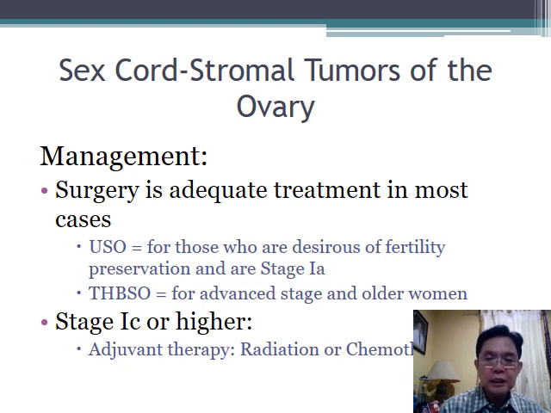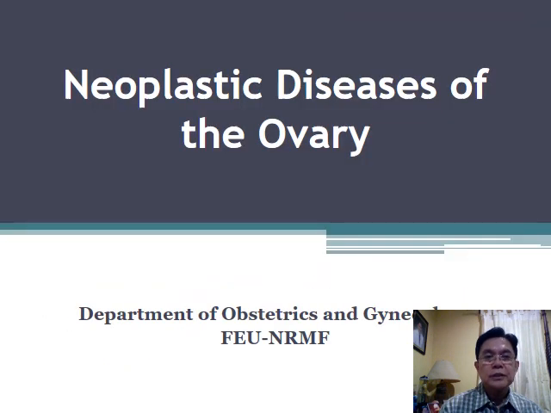So a unilateral salpingo-oophorectomy can be done in women who are still desirous of pregnancy, but for those who have advanced stage disease and older women beyond the age of menopause, a total hysterectomy with bilateral salpingo-oophorectomy and tumor debulking should be done. Again, these are slow-growing tumors and they usually have a good prognosis.